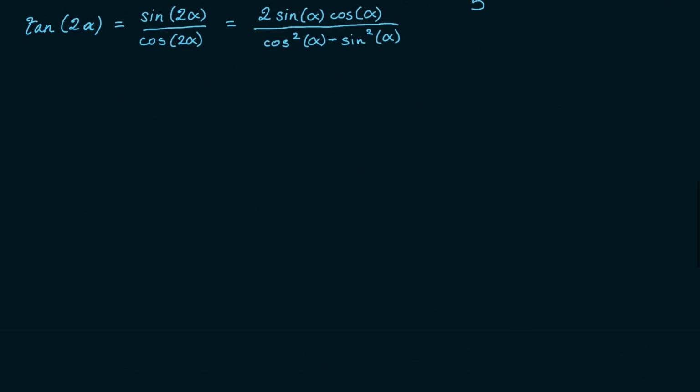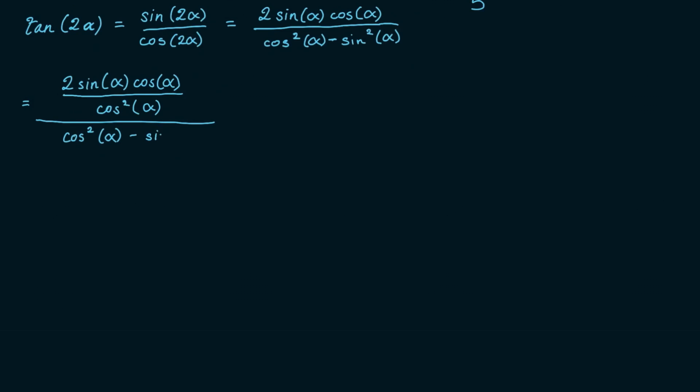We'll have this equal to 2 sine of alpha cosine of alpha divided by cosine squared of alpha, and this divided by cosine squared alpha minus sine squared alpha all over cosine squared alpha.